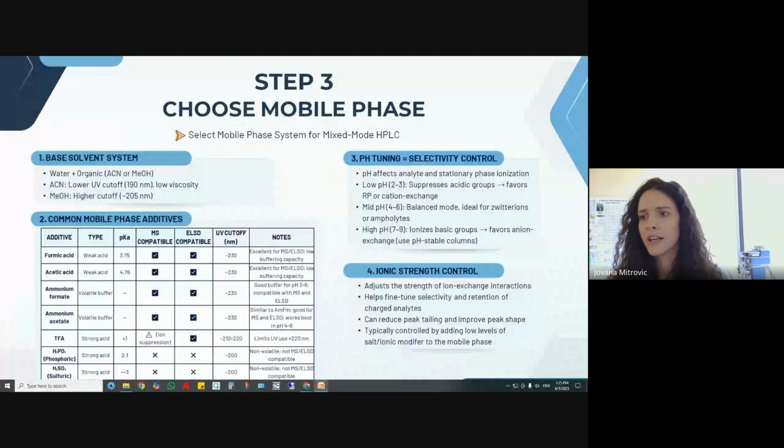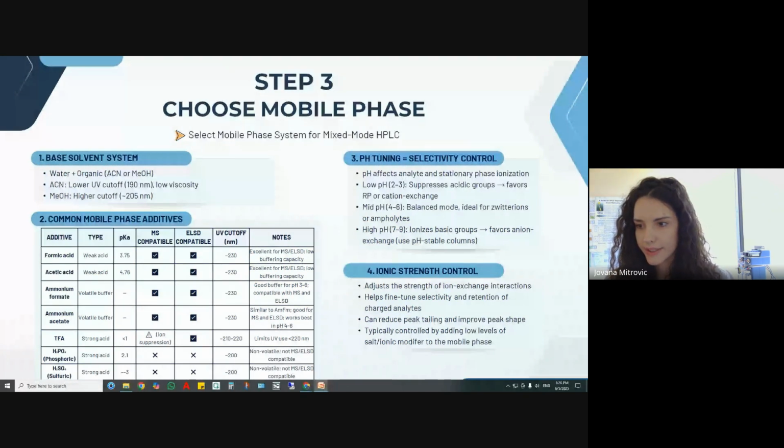They also offer lower buffering capacity, which is good for fine-tuning pH, for example, for buffers such as ammonium formate or ammonium acetate. Now, when we consider ammonium formate and ammonium acetate, they're also volatile buffers, ideal for maintaining a stable pH in the range of about 3 to 6, and both are compatible with mass spec and ELSD and have similar UV cutoffs to formic and acetic acid. It's also worth mentioning ammonium acetate works best around pH 4 to 6.